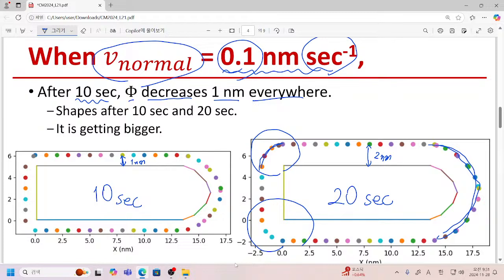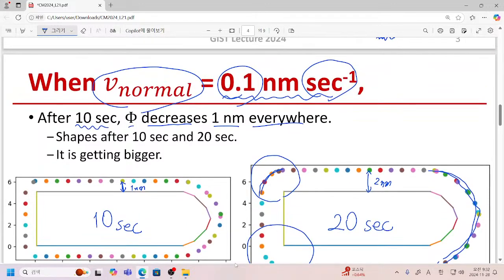Then you will have a different value for your level set function. After that, when the process is over, just try to reconstruct your boundaries. Then you will get this deposition simulation.